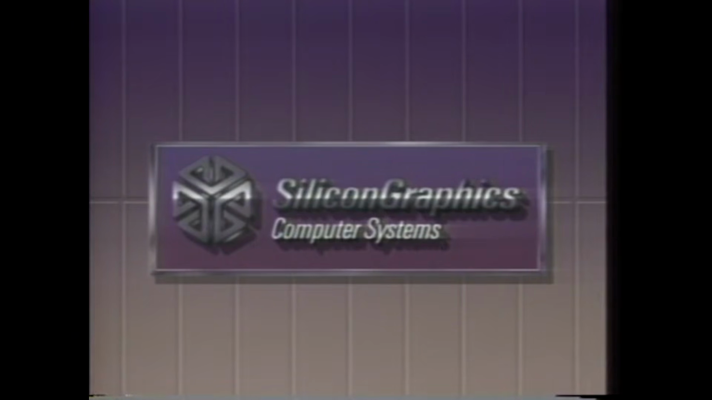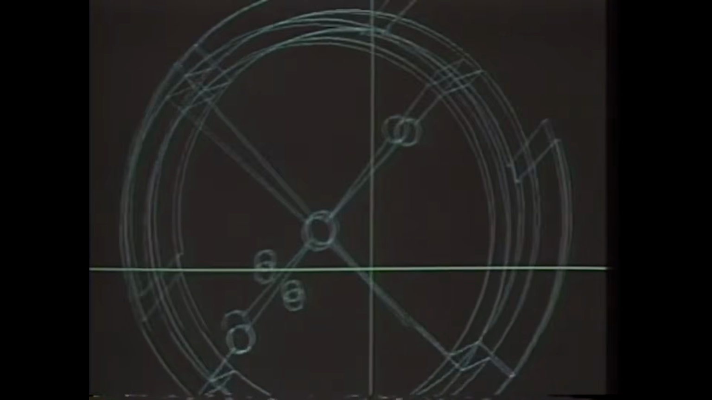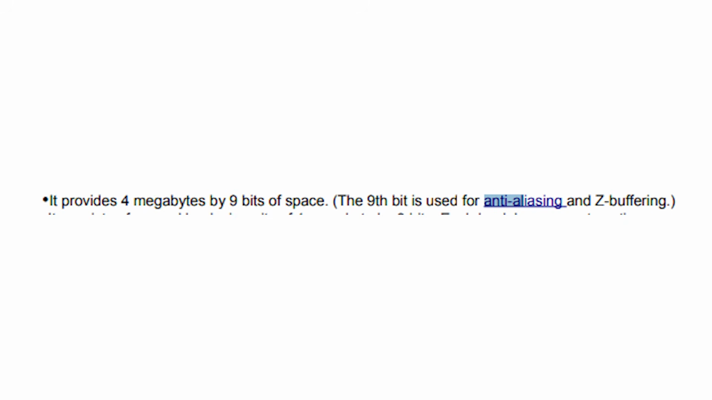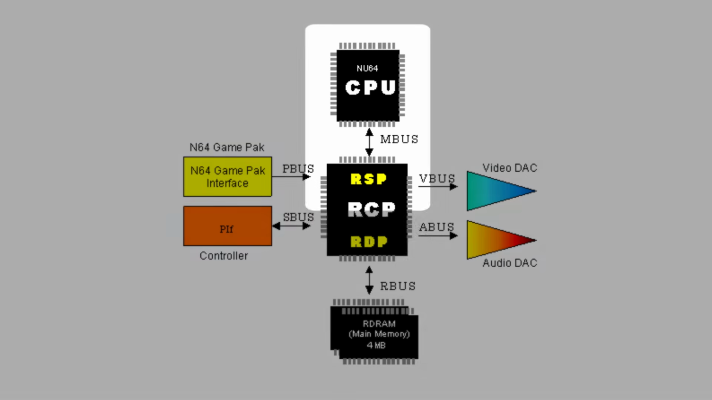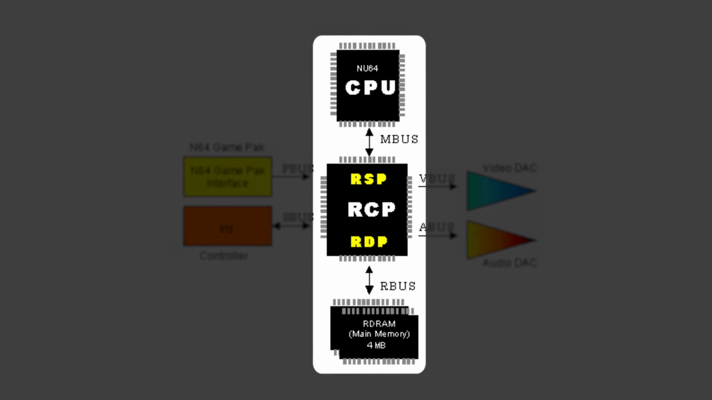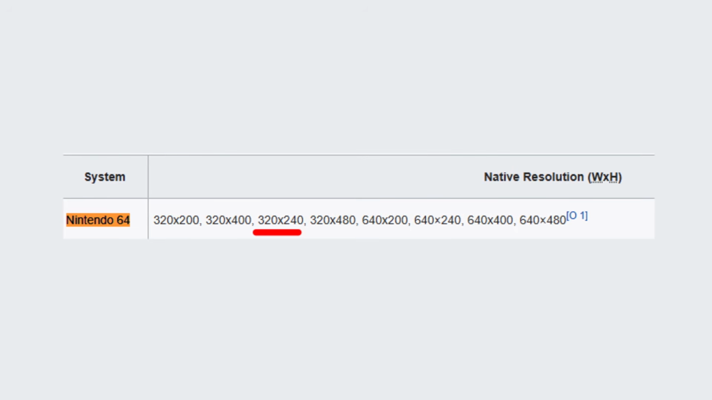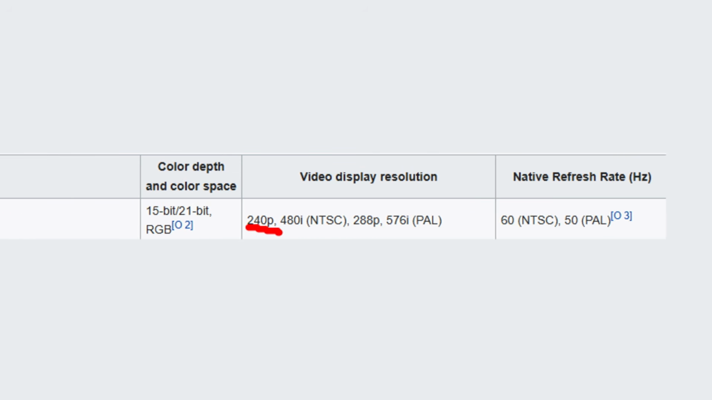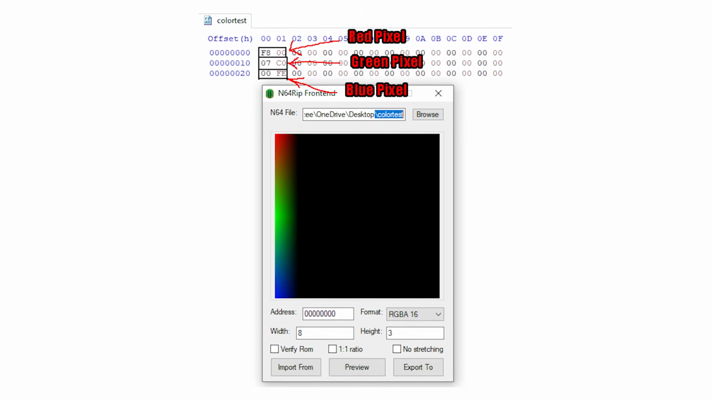To answer that, first we need to talk about why SGI, the company that designed the N64 hardware, even added this 9th bit in the first place. This bit exists for rendering. On the N64, the CPU and GPU share the entire memory. Most Nintendo 64 games output 320 by 240 pixels, so 240p, and they combine 2 bytes to form 1 pixel on your TV output. This gives them 2 of these hidden bits.